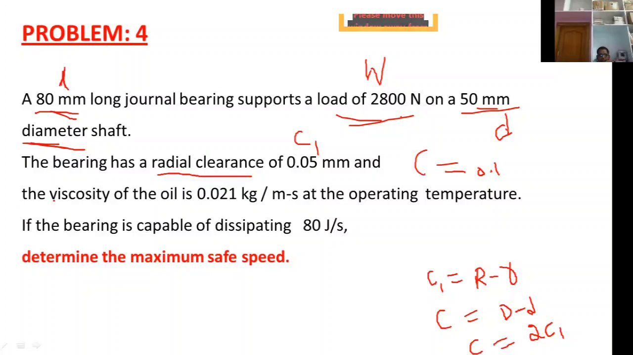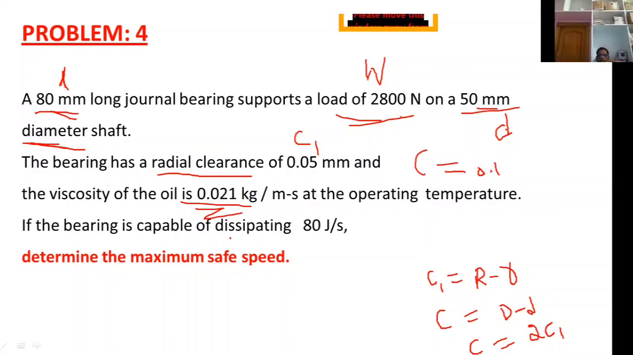And the viscosity of the oil is given, that is Z. Z equal to 0.021 kg per meter second at the operating temperature, and here operating temperature is not given. That is also no need.